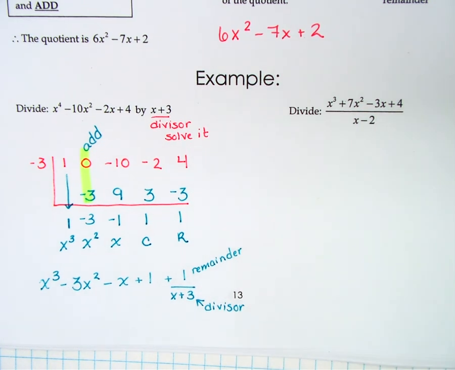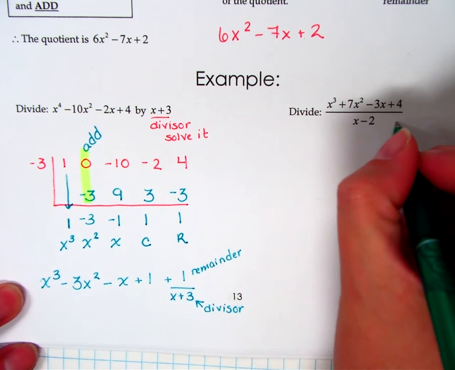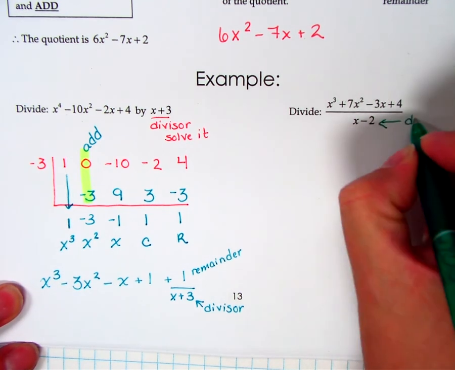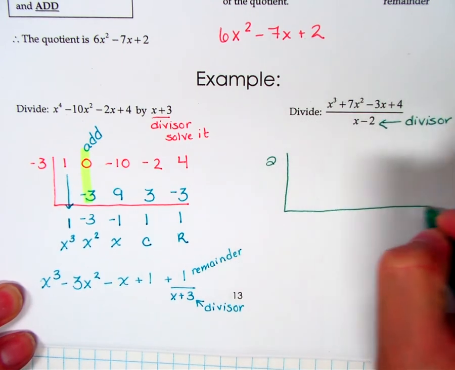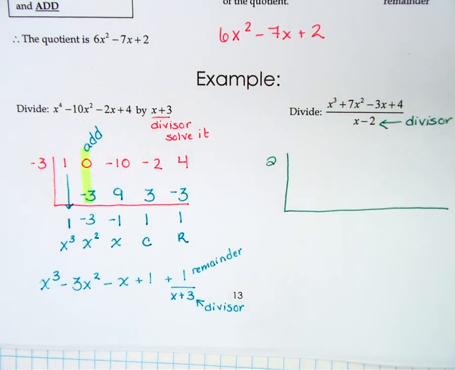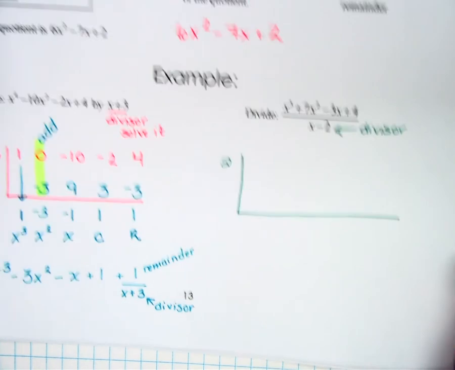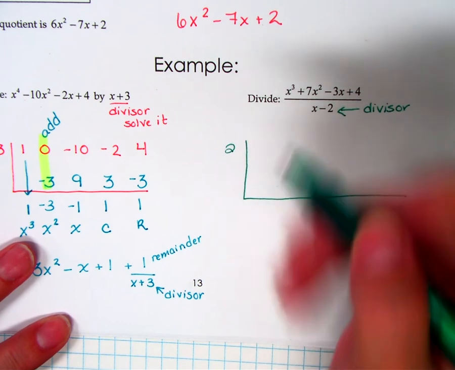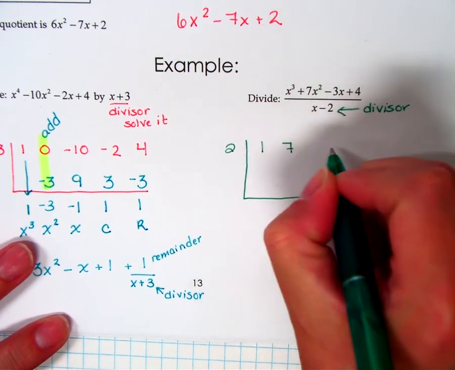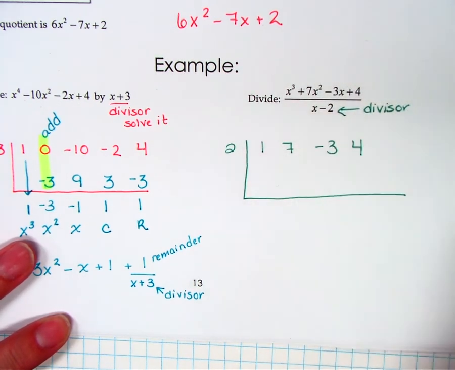Okay, let's do this one. Which one's my divisor? X subtract 2. So 2 goes on the outside because we solved it. Is it in order? Are all the exponents represented? Yes. So we're going to have 1, 7, negative 3, 4.